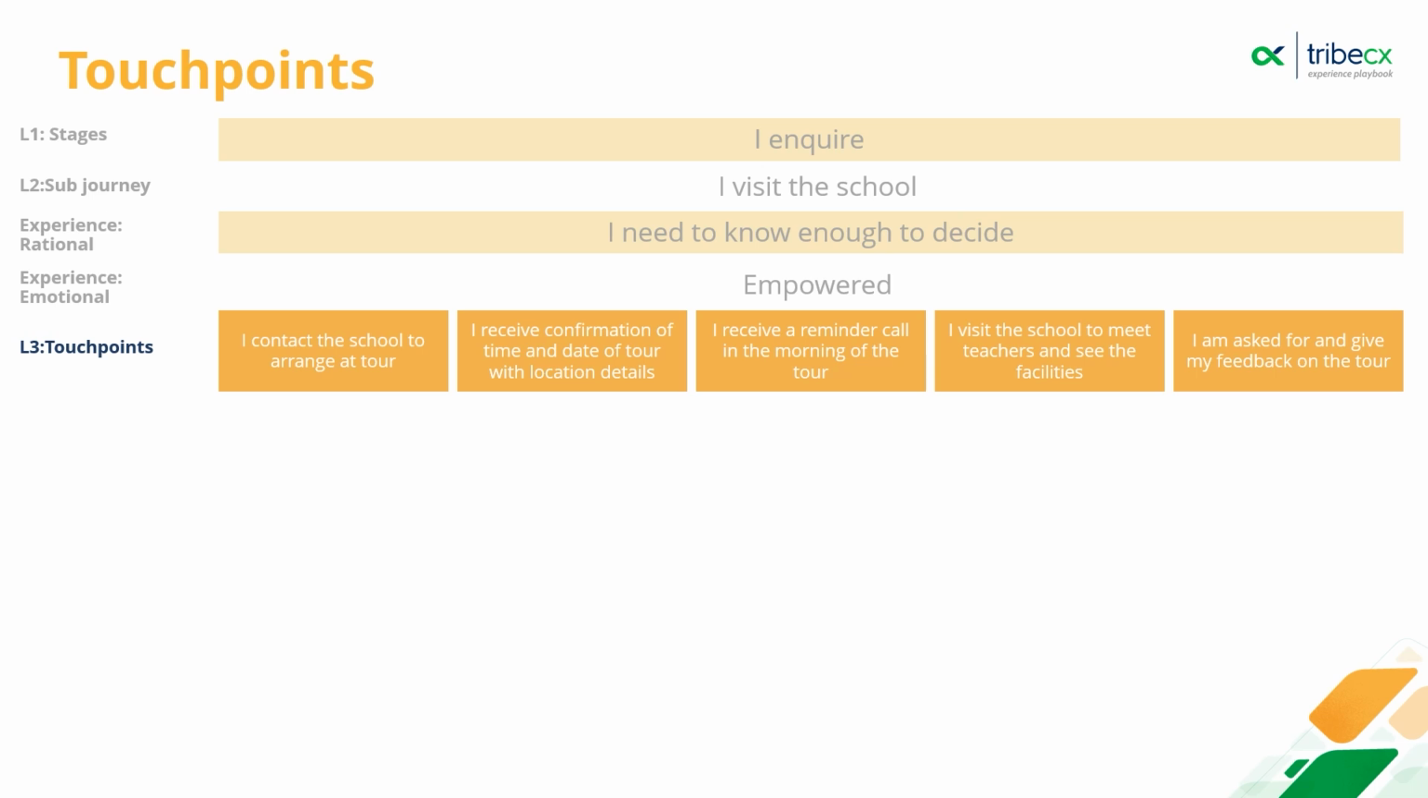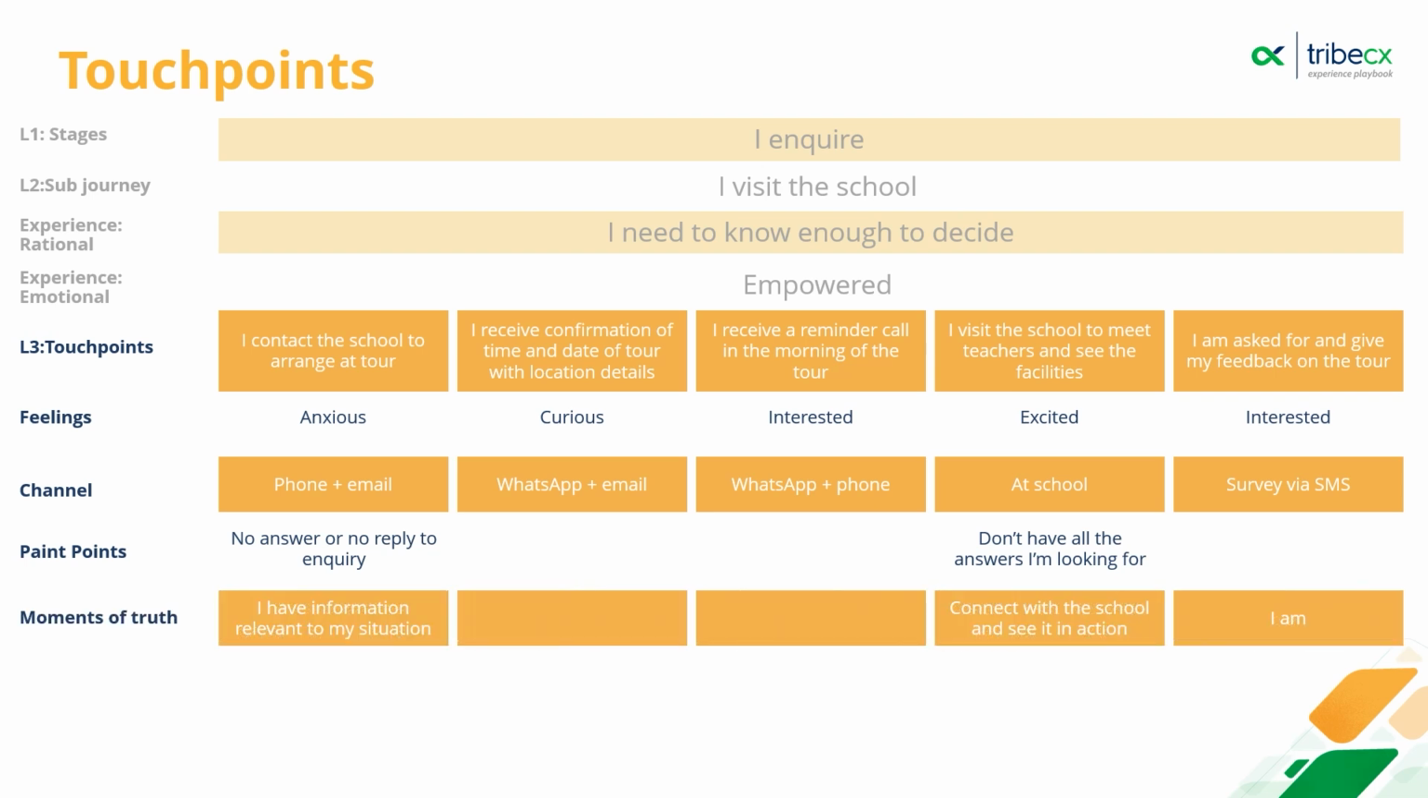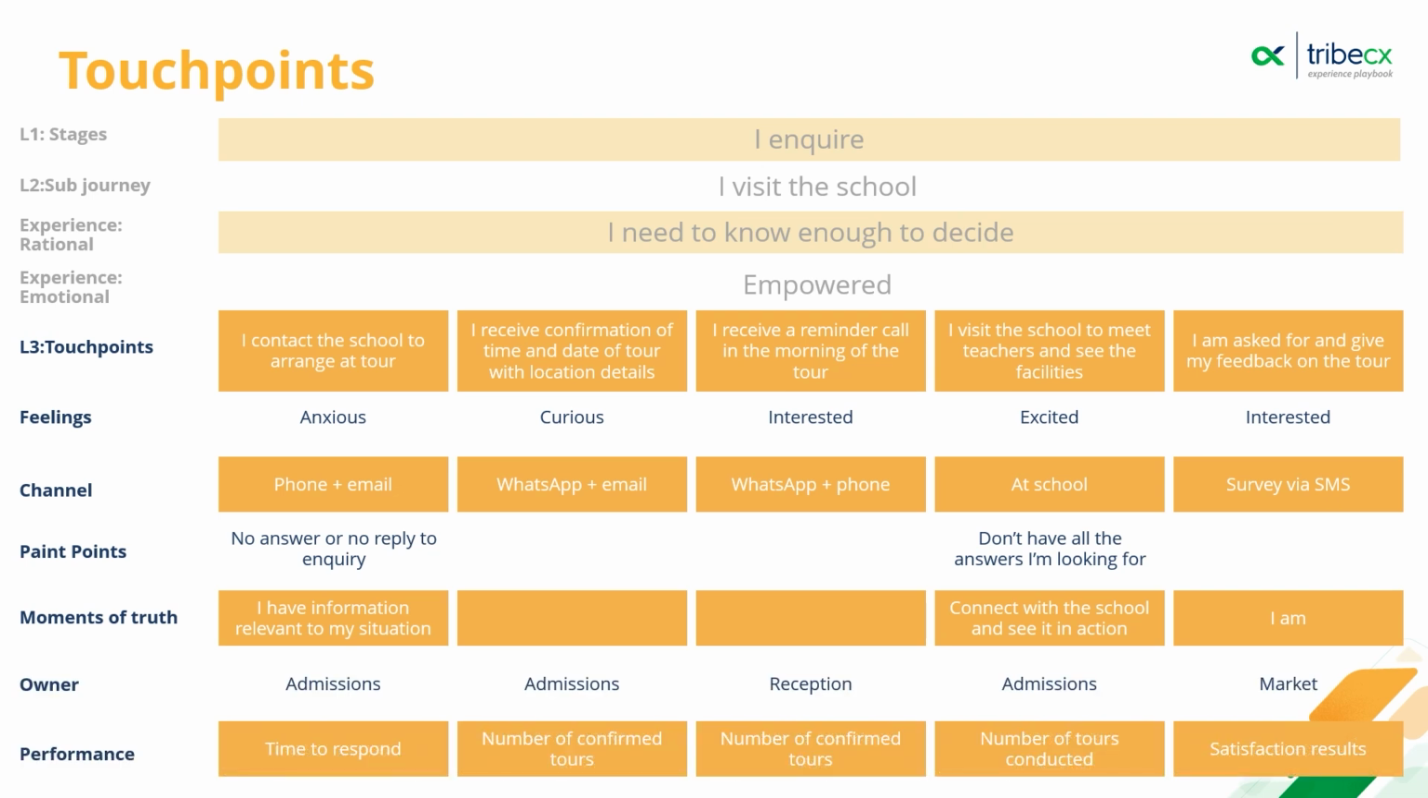We focus on the following: how the customer is currently feeling at this point, what channels are involved, current pain points, understood from customer insight, the really important steps to get right, moments of truth. Who owns this step? How we measure the performance of this step. We now have our end-to-end journey and touchpoints mapped out for a sub-journey. This example is just to illustrate how to capture the detail.